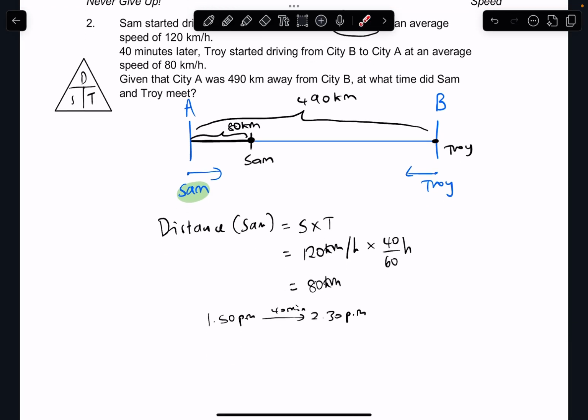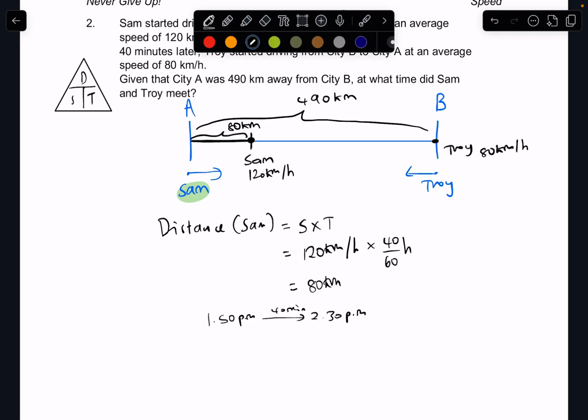Now, the question is, what time will Sam and Troy meet? Sam is moving at 120 km for every hour, and Troy is moving at 80 km for every hour. So they are expected to meet. Sam moves, and Troy moves as well. They'll meet somewhere here. This is a meeting point. I'm not exactly sure where it is, but it will be further away from Sam because Sam is faster, and closer to Troy. So let's say this is their meeting point. This is the distance traveled by Sam, and this is the distance traveled by Troy.